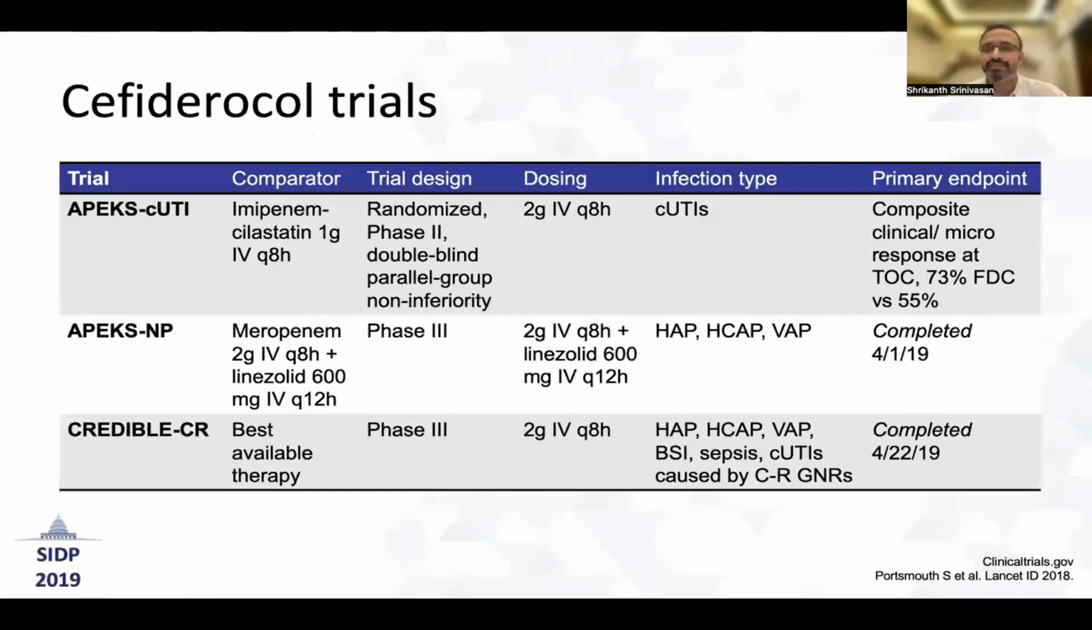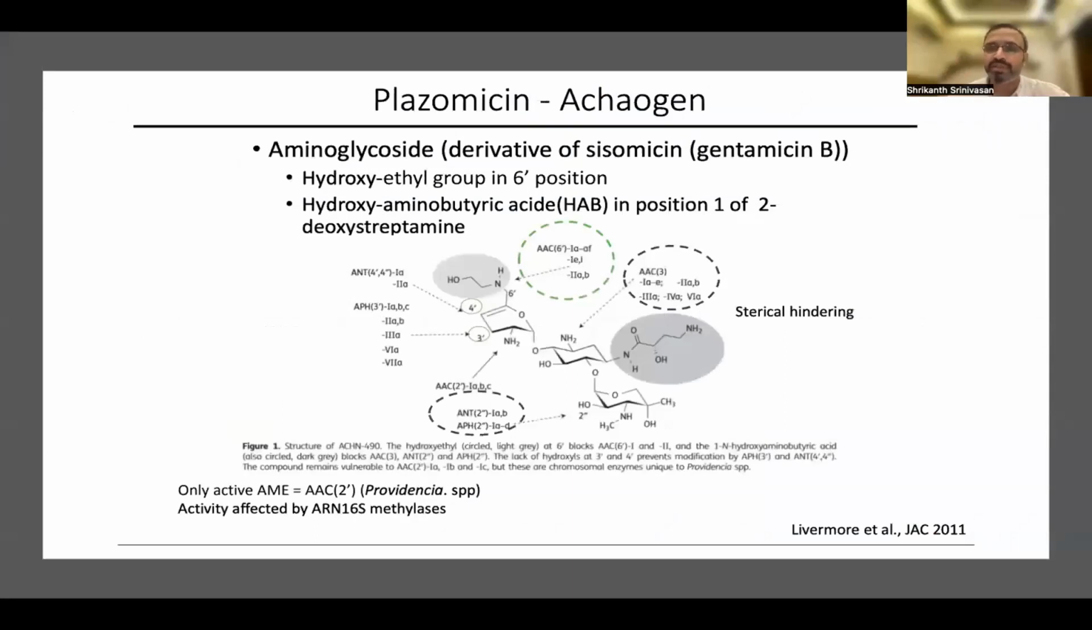And these are the various trials which have been done for complicated UTI, healthcare-associated pneumonias, VAPs, and bloodstream infections. So it has shown pretty promising results, and that is one drug which is sensitive across a wide spectrum of carbapenemases, sensitive against Pseudomonas also, and sensitive against Acinetobacter also. So it's still showing a very good sensitivity response.